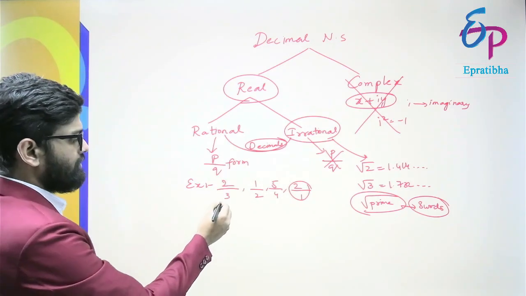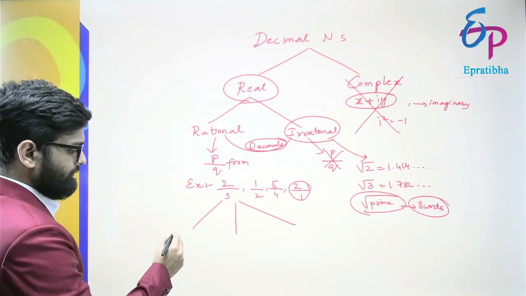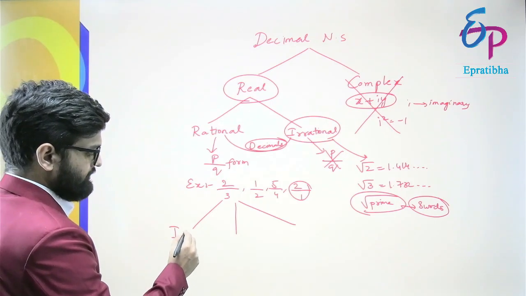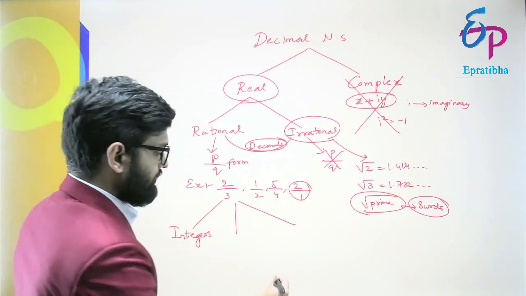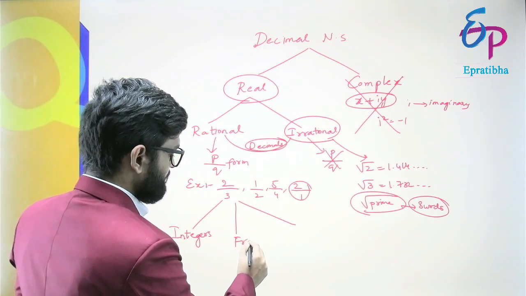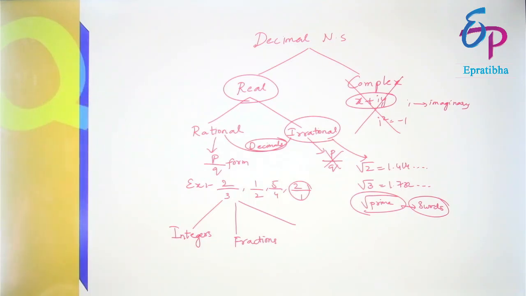So rational numbers are also divided into, let's say, two types. Basically there are two types. The first one is integers and the next one is fractions. You can take only two types of numbers.